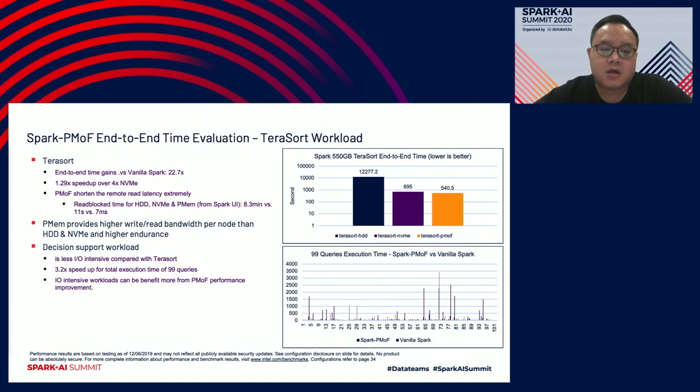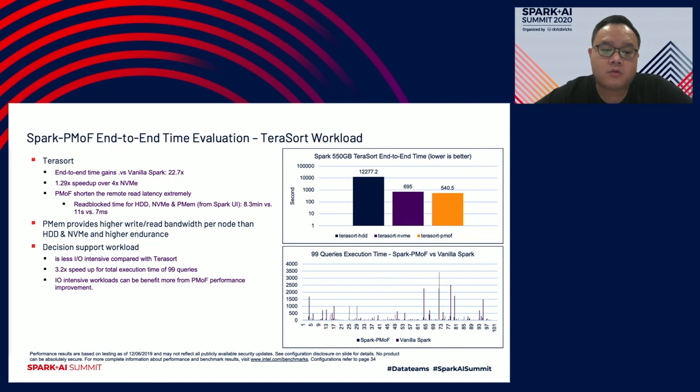This is simply because the persistent memory provides a higher write and read bandwidth per node, and it has much higher endurance and excellent latency because it sits in the DIMM channel. So the latency is much lower compared with the NVMe, which is attached to the PCIe bus.